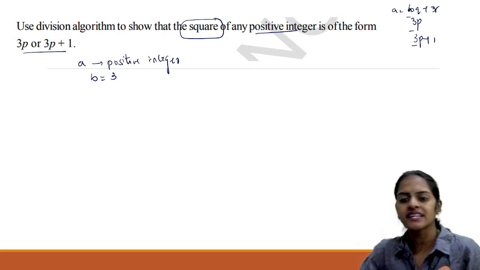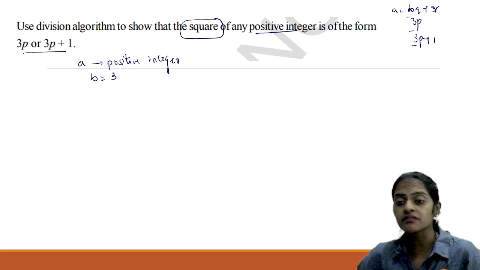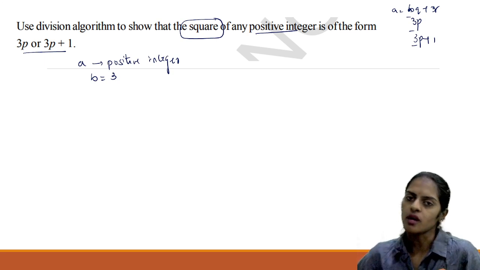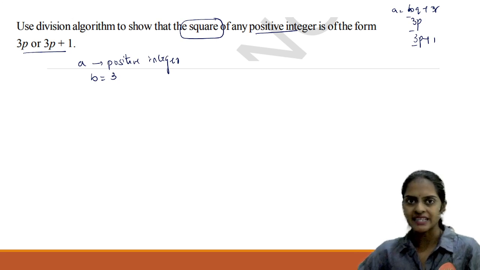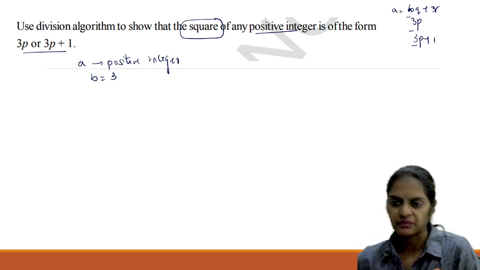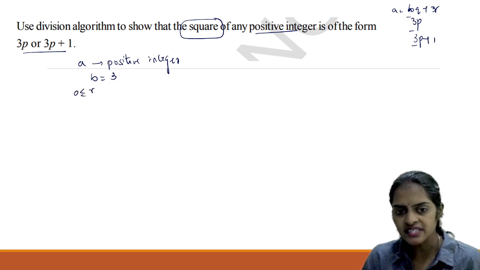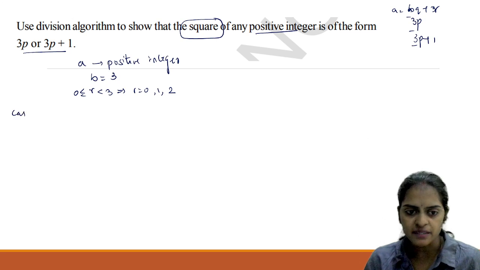So here they are asking us to prove that a is any positive integer, and now we have to show the square of this positive integer is of the form 3p or 3p plus 1. So I'm comparing it with Euclid's division lemma a is equal to bq plus r. When I compare it, my b value is 3 here. Clear? So b is 3. Then r will be between 0 and 3, which means r can be 0 or 1 or, less than 3, 2. So we'll have three basic cases here.